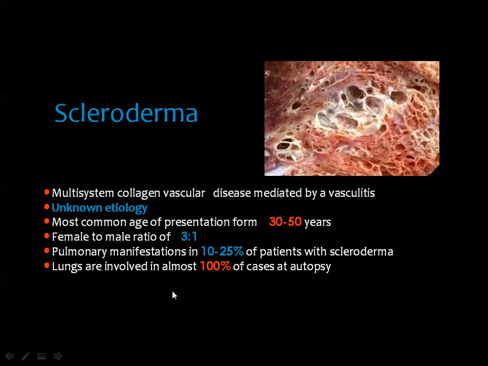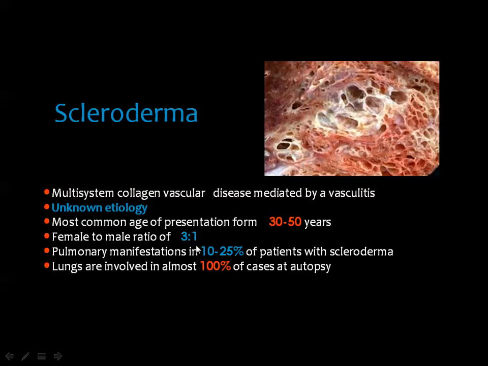Then we come to one of the other causes of interstitial pulmonary fibrosis, which is scleroderma. This is a multisystem collagen vascular disease, the etiology is unknown, and the age incidence is from 30 to 50 years of age.